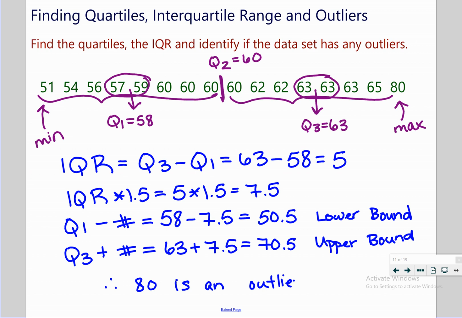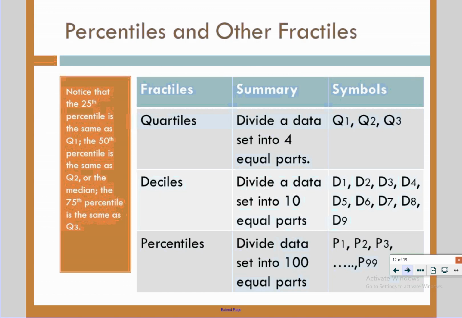You can have more than one outlier. If there's more than one data value that lies outside the boundaries, they're all outliers, however many there are. Okay, so we mathematically prove that we have an outlier. It's a hunch if we look at it, but you can prove it this way. Questions there? Finding an outlier. Great, moving on.